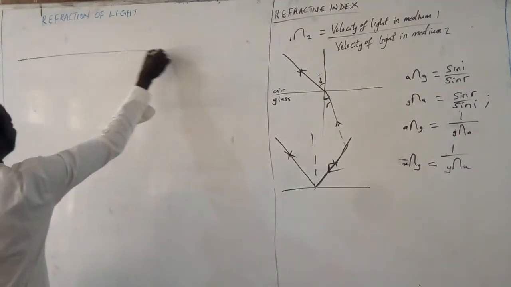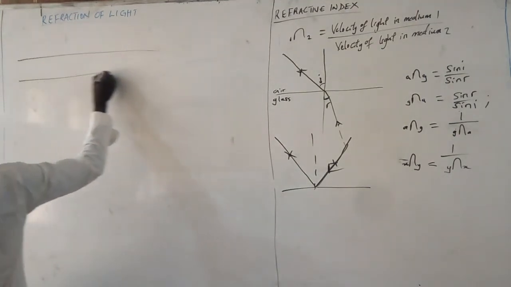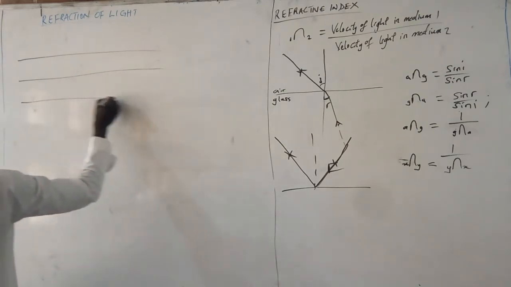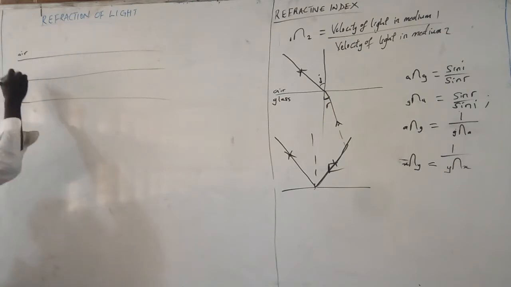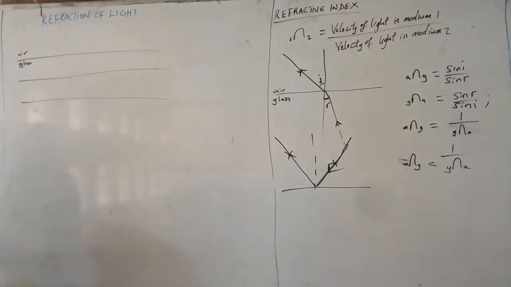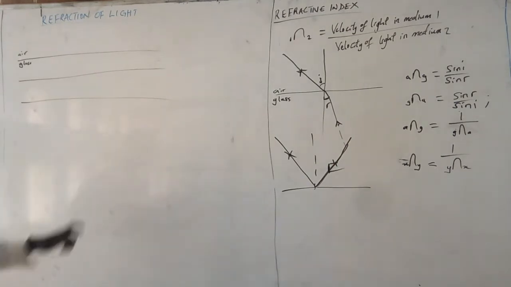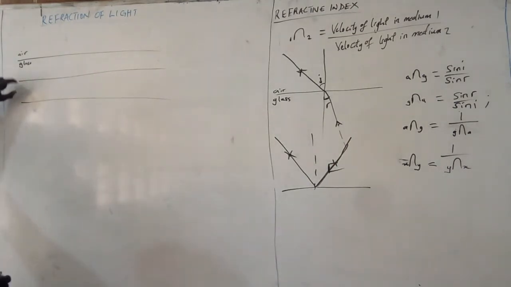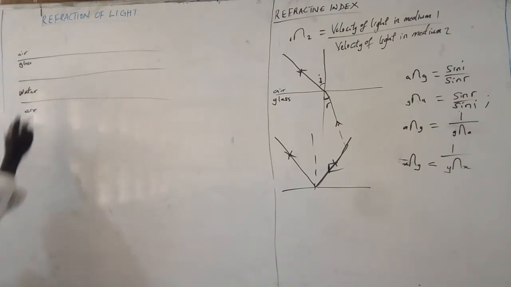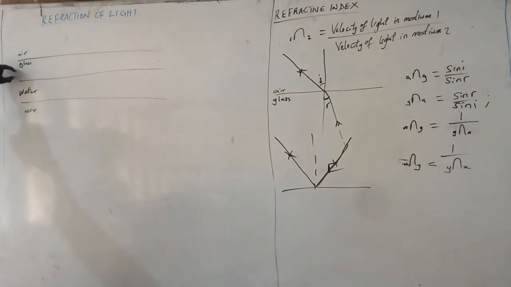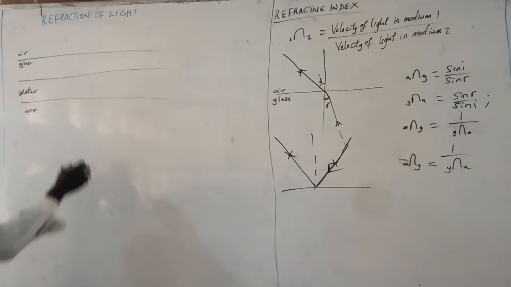Let's say we have something like this. And let's say this is from air to glass. Let's call this glass. Then let's say this is water, and let's say this is air. That is, we have air here, glass here, water, then air.